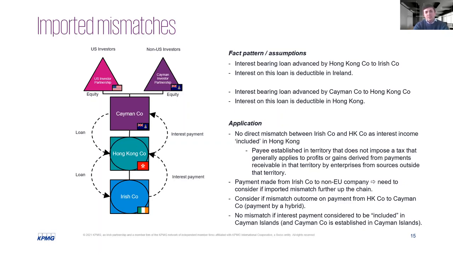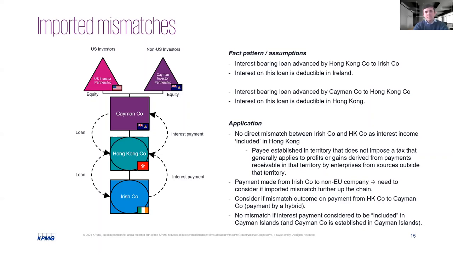However, because the payment's being made outside the EU, we also need to check to see if that Irish interest payment is funding a mismatch that occurs further up the chain. So we need to look at the Hong Kong company, and we need to see if a hybrid mismatch could arise in respect of any payments that it's making. So it's making an interest payment up to the Cayman company, a deduction being taken potentially at the level of the Hong Kong company, and it itself is a hybrid entity because it's filed a check the box election. So again, we need to test for inclusion here at the level of the Cayman company because we have a deduction at the level in Hong Kong.